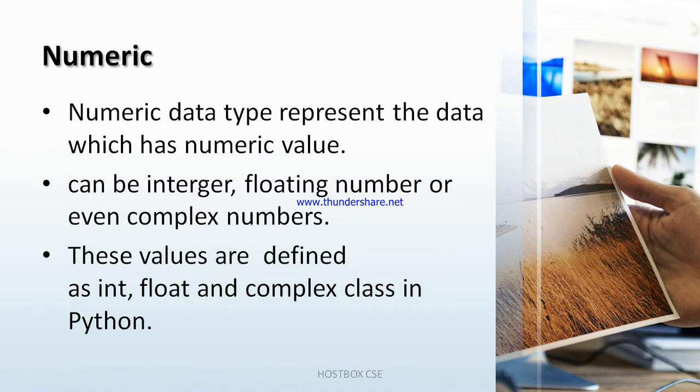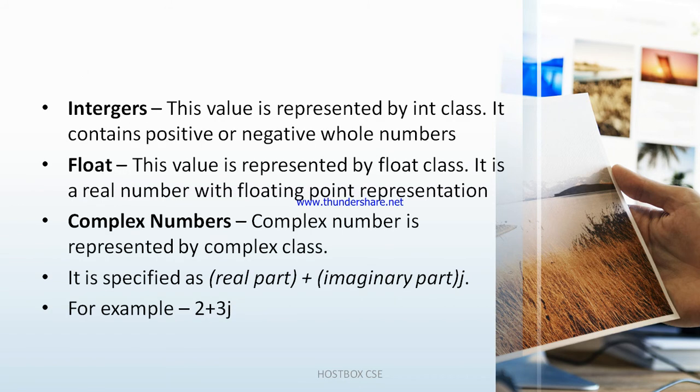The numeric data type represents data which has a numeric value. It can be an integer, floating point or even a complex number. These values are defined in Python as the int, float and complex classes. So the first one is integer. This value is represented by the int class, where it contains positive or negative whole numbers.